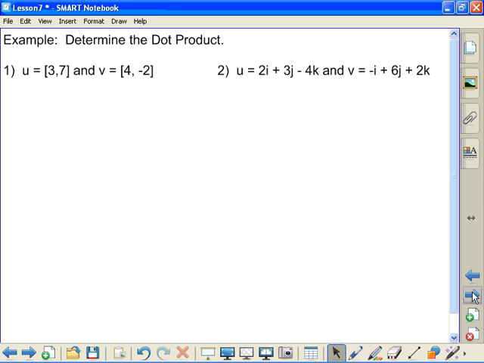So here we are with some examples. I need to put some vector notation in here, and some unit vector notation.